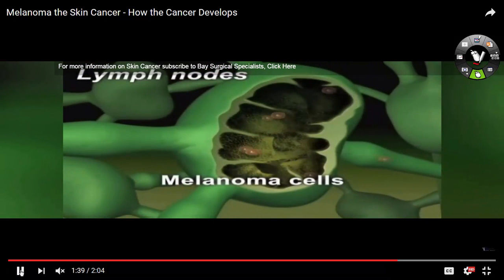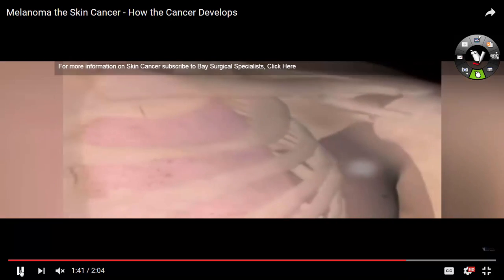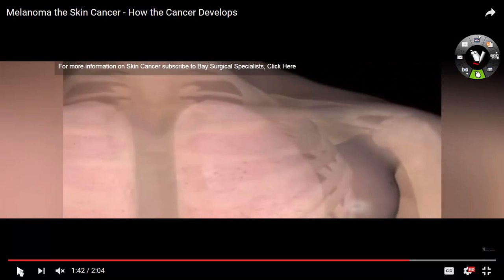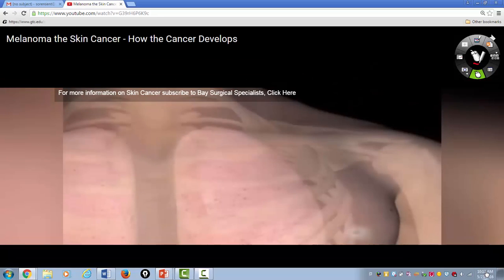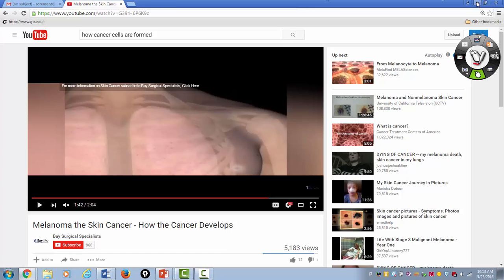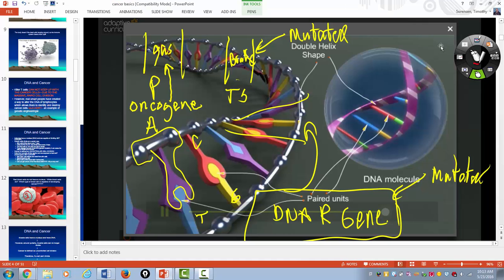There you have it, right? Traveling through the lymph nodes. So, what do? Well, you don't get cancer. How do you not get cancer? Well, you don't get exposed to bad stuff.